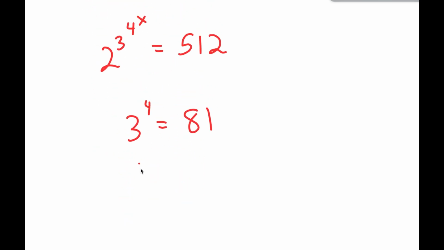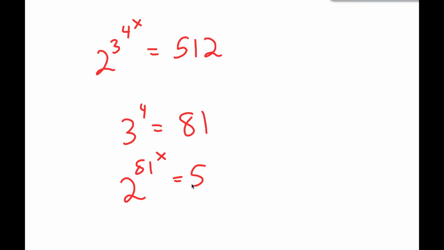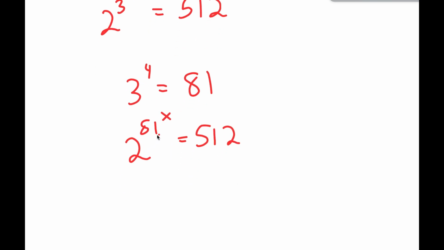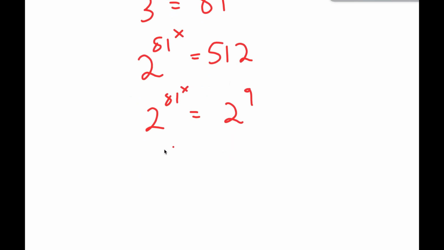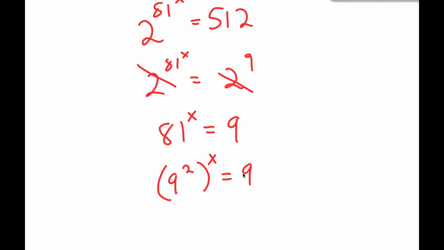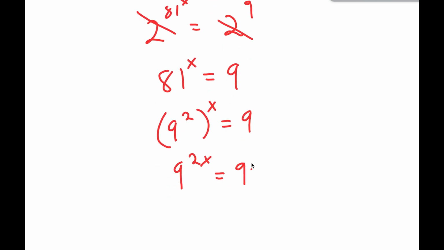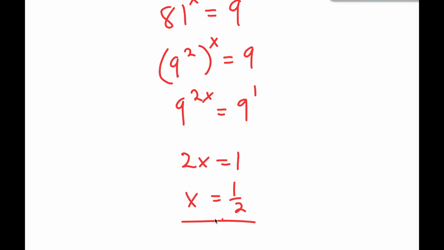So I get 2 to the power of 81 to the power of x, and this is equal to 512. 512 is again 2 to the power of 9. So I get 2 to the power of 81 to the power of x is equal to 2 to the power of 9. I can cancel these two out, so I get 81 to the power of x equals 9. 81 is 9 squared, so I get 9 squared to the power of x is equal to 9. So I get 9 to the power of 2x equals 9. 2x equals 1, and again, x is equal to 1/2. So that's another way of doing it.